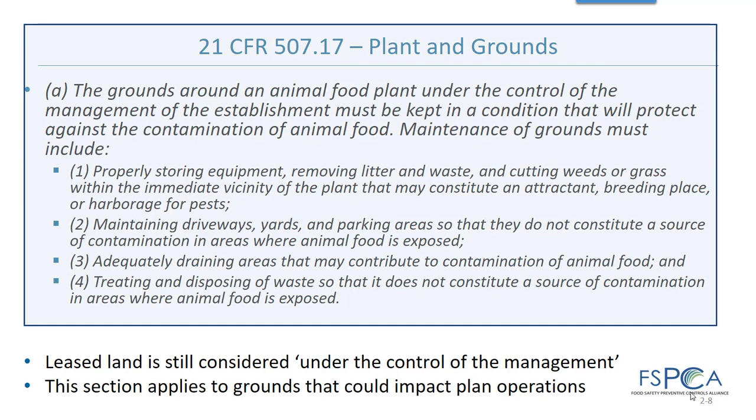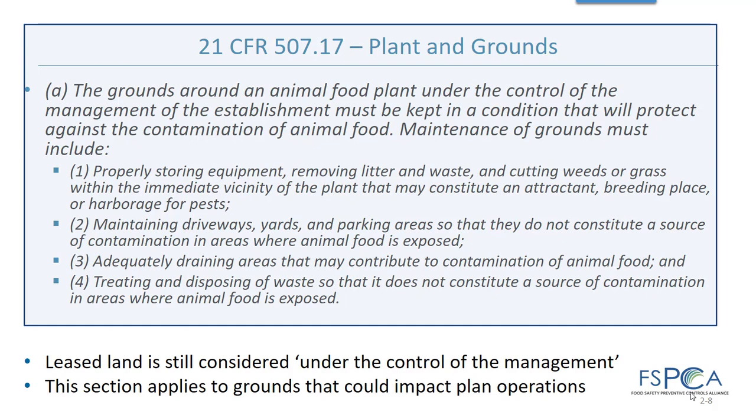Plants and grounds. So again, a plant refers to a facility. So the grounds around an animal food plant under the control of the management of the establishment must be kept in a condition that will protect against the contamination of animal food. Maintenance of grounds must include properly storing equipment, removing litter and waste, and cutting weeds or grass within the immediate vicinity of the plant that may constitute an attractant, breeding place, or harborage for pests.